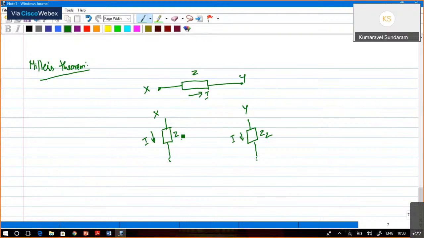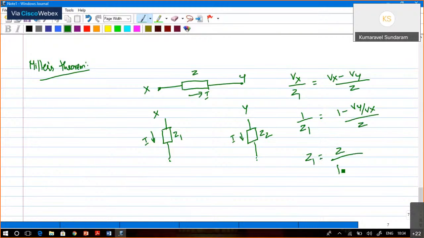So now what is Z1? We can write, since the current is going to be the same, Vx by Z1 equal to Vx minus Vy by Z. So you take Vx as 1 by Z1 equal to 1 minus Vy by Vx by Z. So Z1 is going to be Z by 1 minus Vy by Vx. That is output over input, it's nothing but gain. So Z by 1 minus AV.